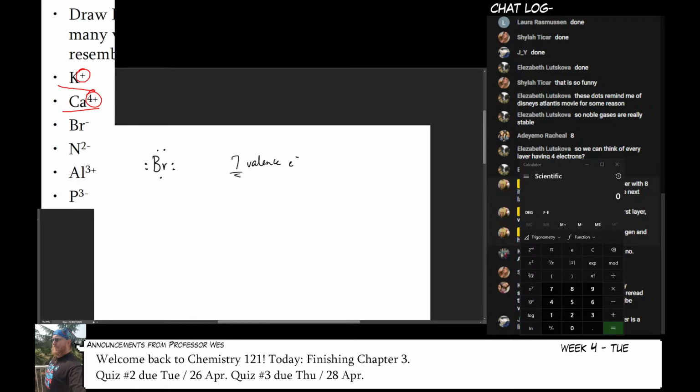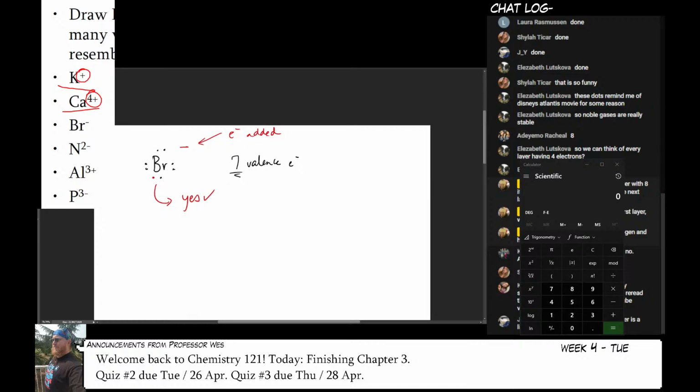Now I want to make it bromine minus, right? So if I do this, what does a minus mean? Well, electrons are negative, so I'm adding an electron. Does it resemble a noble gas? Noble gases have a full octet, so we would say yes. It resembles an octet.